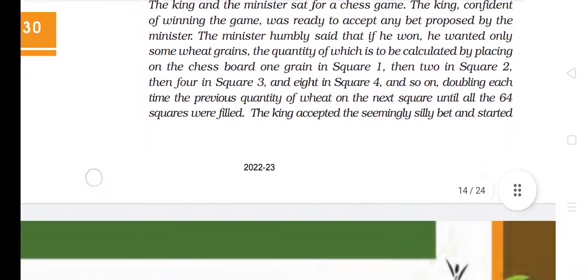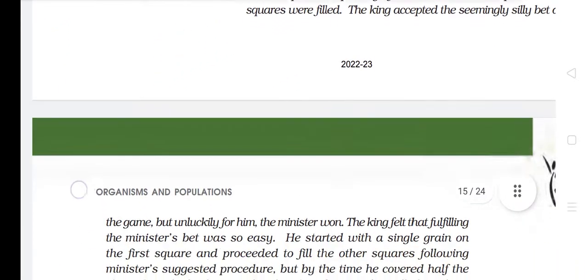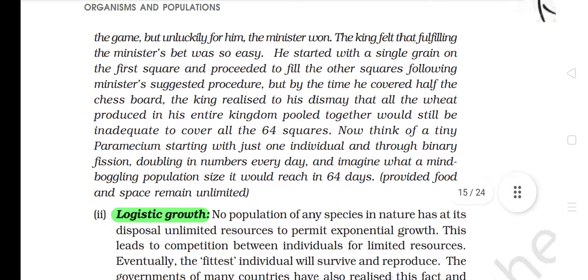The king accepted the seemingly silly bet and started the game, but unluckily for him, the minister won. The king felt that fulfilling the minister's bet was so easy. He started with a single grain on the first square and proceeded to fill the other squares following the minister's suggested procedure. But by the time he covered half the chessboard, the king realized to his dismay that all the wheat produced in his entire kingdom put together would still be inadequate to cover all the 64 squares.